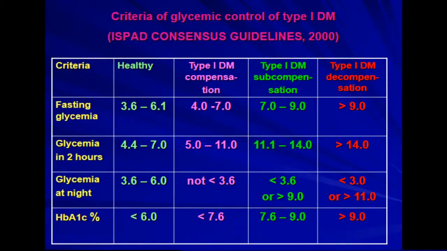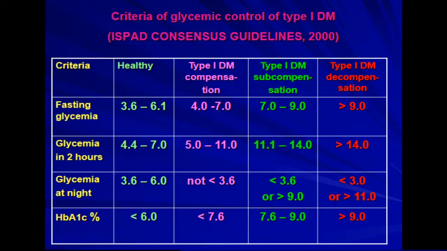Now you see the criteria of glycemic control of type 1 diabetes mellitus. Healthy children: fasting glycemia 3.6 up to 6.1. Glycemia 2 hours after meal, the middle level, 4.4 up to 7. Glycemia at night, 3.6 to 6. And glycosylated hemoglobin less than 6.